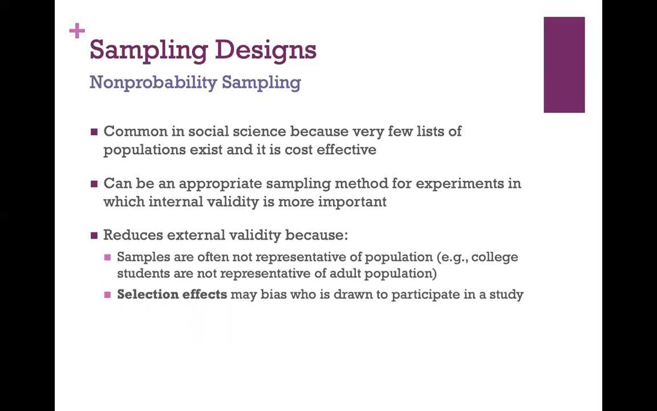The other thing we can't control for with non-probability sampling are selection effects. Who is actually going to volunteer to participate in a study and who is not going to volunteer? When we're not randomly sampling, when we don't know who didn't participate, it's very hard for us to know the differences between the people who volunteered and the people who didn't.